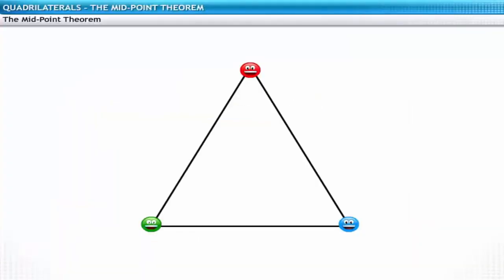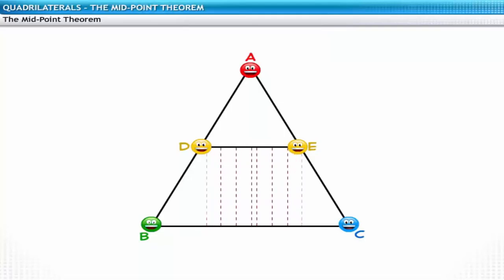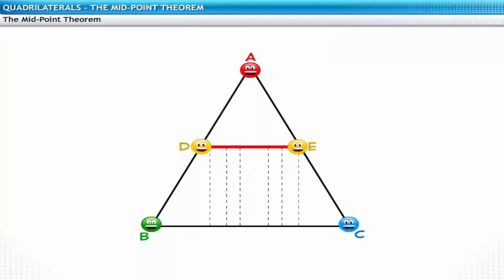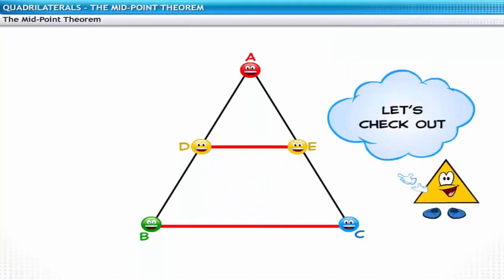Three friends, A, B, and C, are standing on the three vertices of a triangle. Two more friends, D and E, joined them and stood on the two sides AB and AC, such that they position themselves midway. D and E claim that the perpendicular distance between the line joining them and the line BC remains constant. That is, line DE is parallel to the line BC. Let's check if they are speaking the truth.